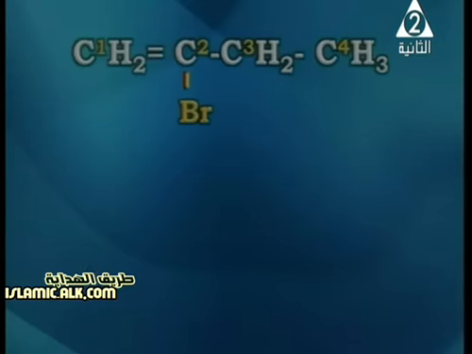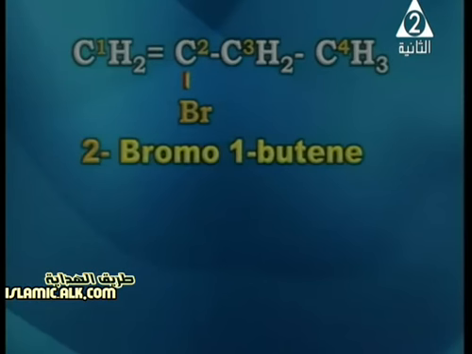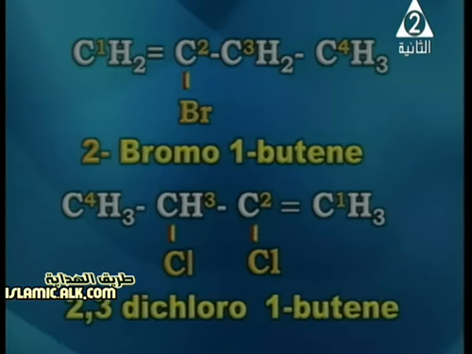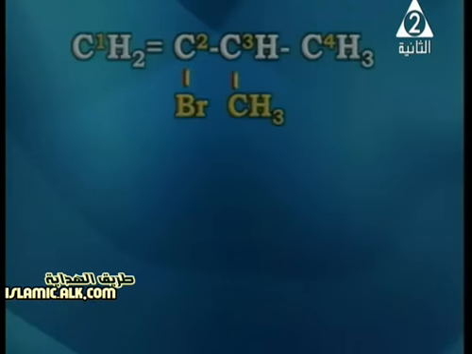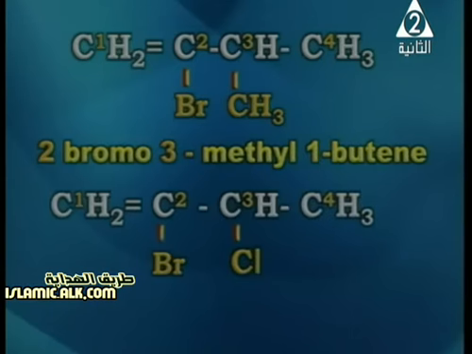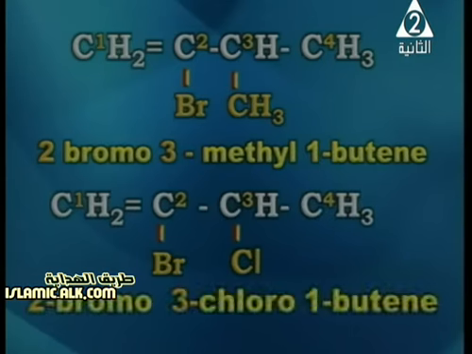The next compound here, my dear student, is also an alkene, so its name will be 2-bromo-1-butene. And here this compound has an alkene and 2 chlorine substituents on carbon number 2 and 3, so its name will be 2,3-dichloro-1-butene. Here the next compound, my dear student, will be 2-bromo-3-methyl-1-butene. Next one, here my dear student, it will be 2-bromo-3-chloro-1-butene.